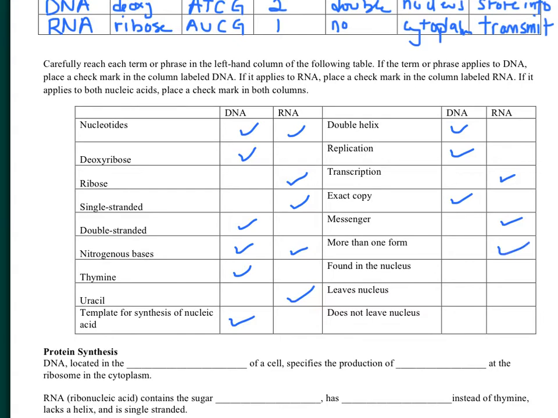There are 3 forms of RNA, tRNA, mRNA, and rRNA, so that's the one that has more than one form. DNA is found in the nucleus, RNA leaves the nucleus for the cytoplasm, and DNA does not leave the nucleus. So there's your comparison and contrast table.